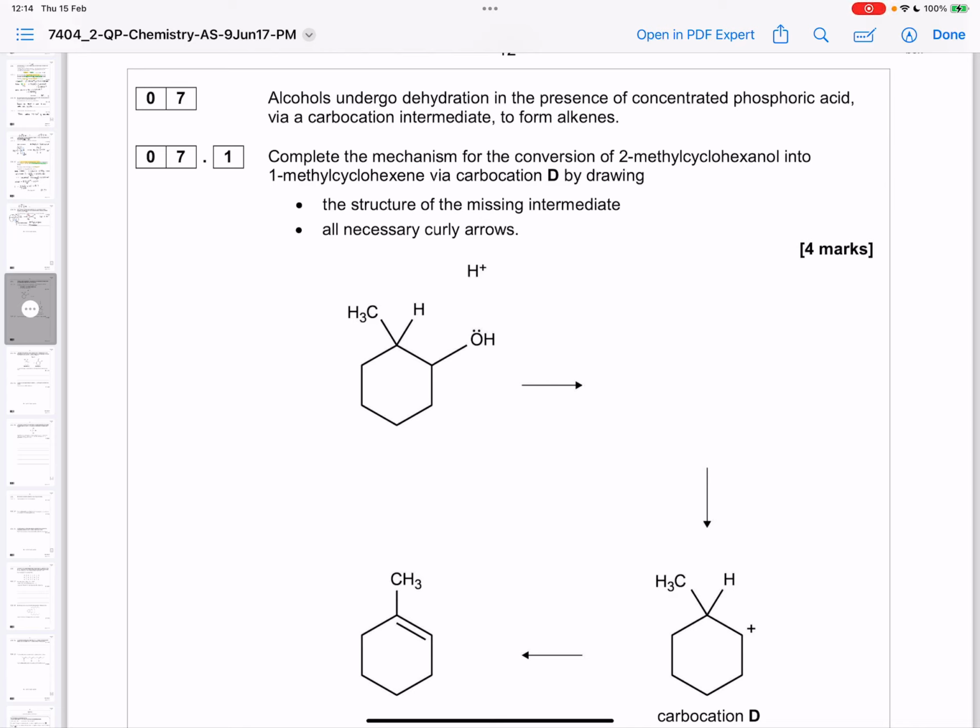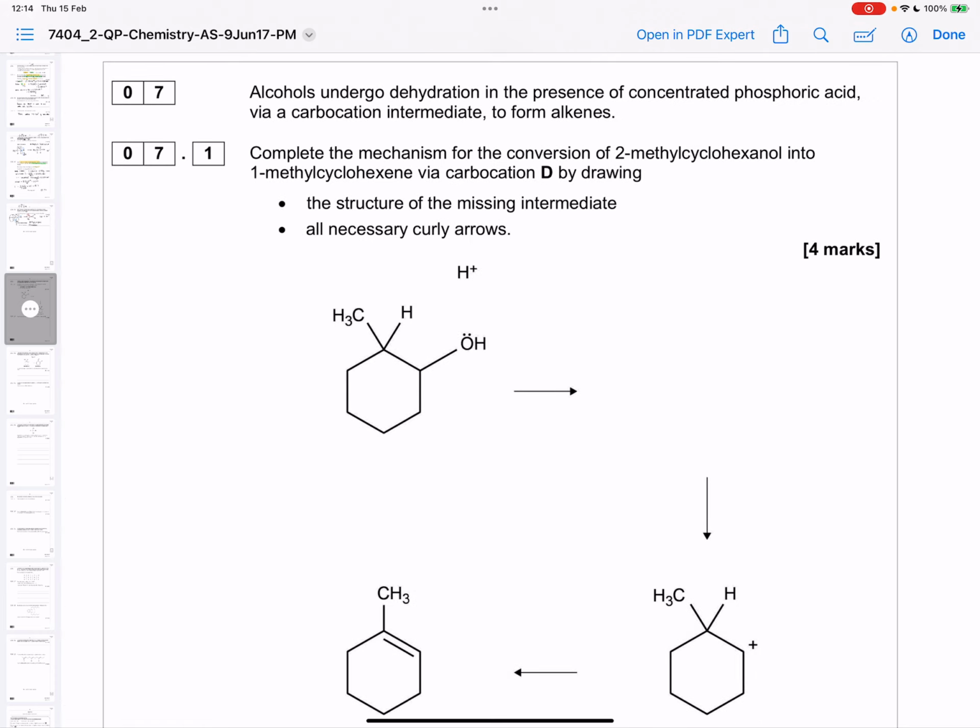Alcohols undergo dehydration in the presence of concentrated phosphoric acid via a carbocation intermediate to form alkenes. So this is the elimination from an alcohol mechanism. Complete the mechanism for the conversion of 2-methyl-cyclohexanol into 1-methyl-cyclohexene via a carbocation D by drawing the structure of the missing intermediate and all necessary curly arrows.